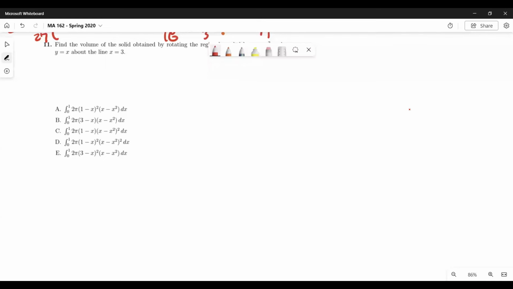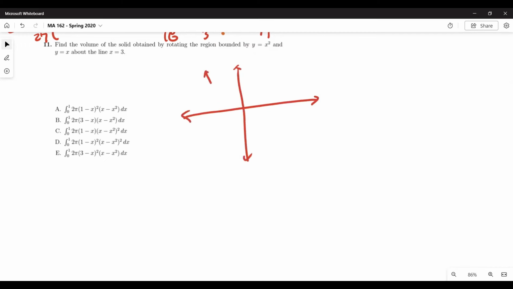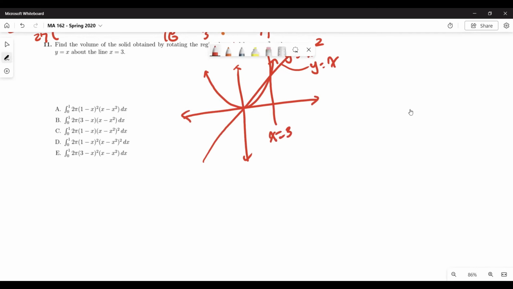Okay, so this question is to find the volume of the solid obtained by rotating the region bounded by the curves. So let's draw the curves first. y equals x squared and y equals x, like this. x equals 3. So the area bounded by the region is this much.